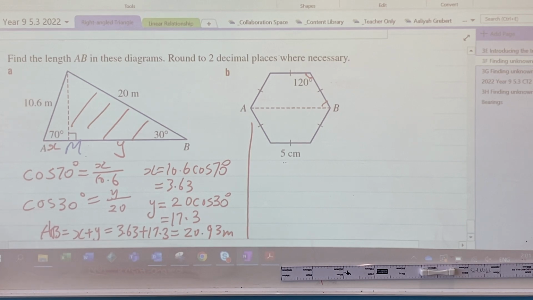How many degrees is that? 60 degrees. Why? Half of the angle, or parallel line. Co-interior angles add up to 180. If I add up to 180, that's 120, therefore this one is 60. Okay, that's 60.